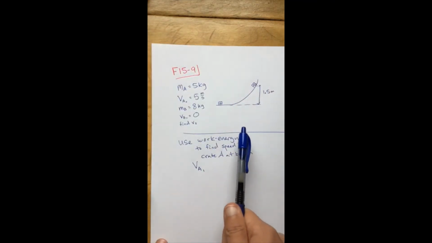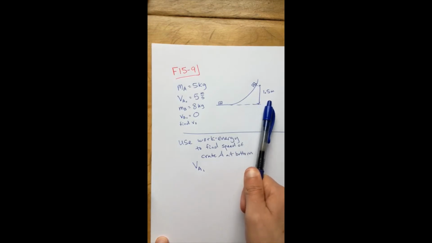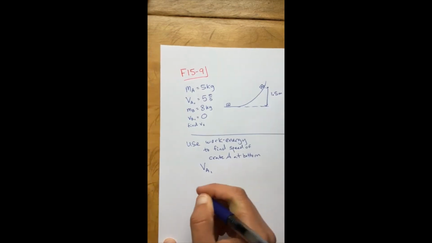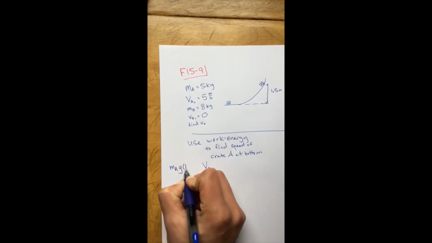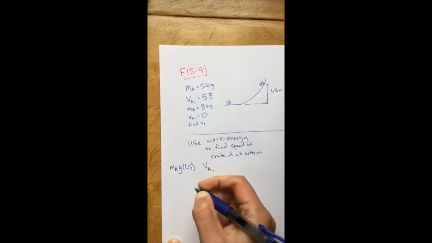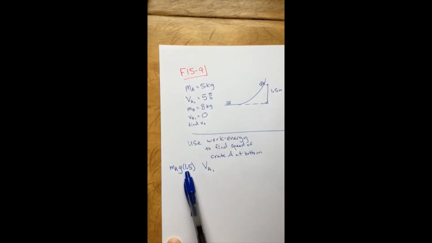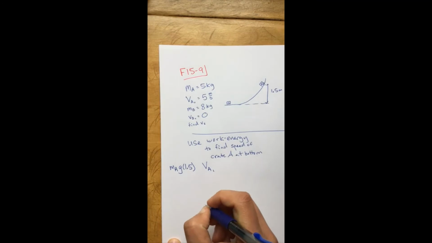Now, I can set my datum at the bottom of the incline, which means my initial height is 1.5. So I have for my initial gravitational potential energy, the mass of crate A times g times 1.5. Since the kinetic energy is 0, this is what I have on the left-hand side of the equation.